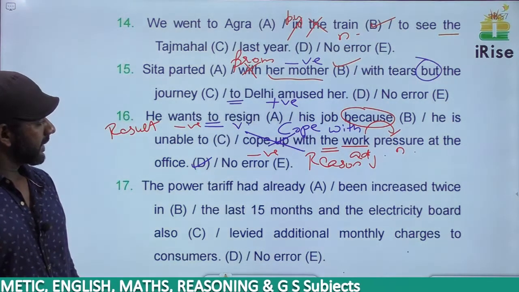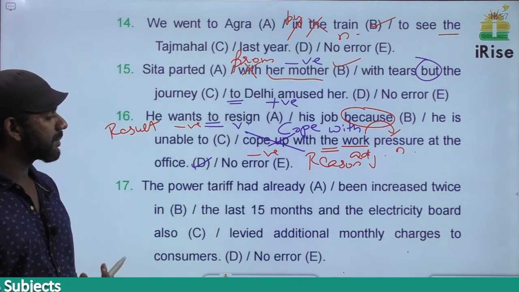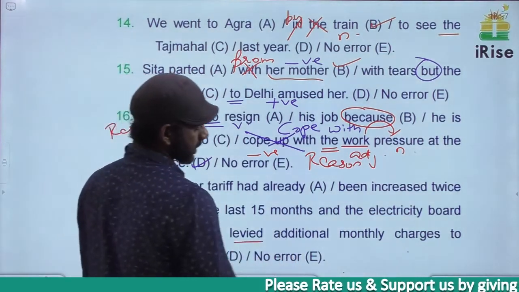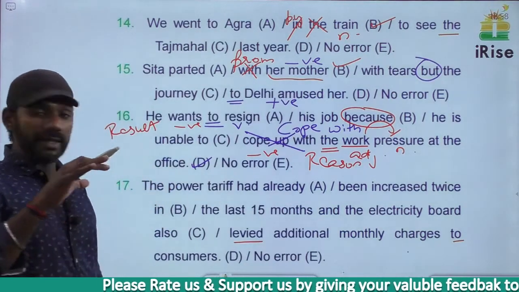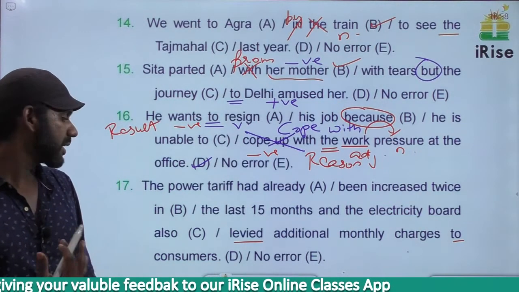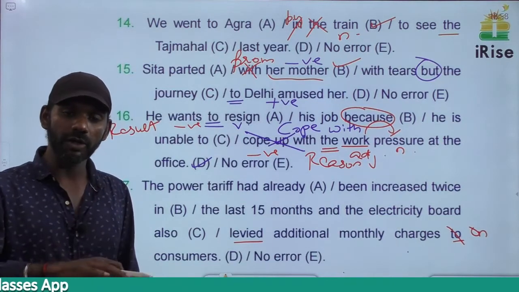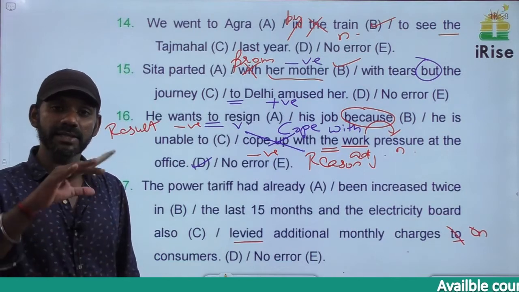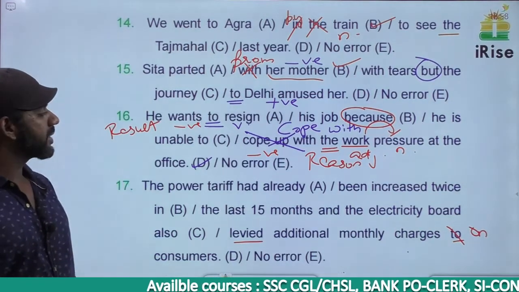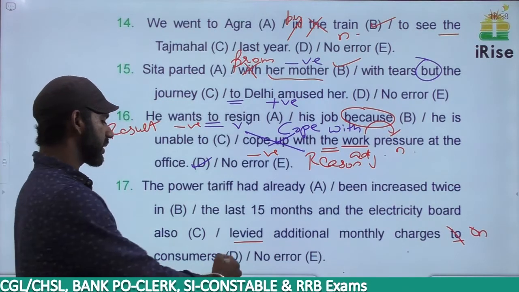The next one. The power tariff had already been increased twice in the last 15 months, and the electricity board also levied additional monthly charges to customers. Levied means laid, right? Levied means laid on. Levied additional monthly charges to customers is wrong. It must be levied additional monthly charges on customers. Levied, the exact meaning is like imposed. Imposed on, laid on. So levied additional monthly charges to consumers is wrong because it is always imposed on. Levied is same as imposed or laid. So the power tariff had already been increased twice in the last 15 months, and the electricity board also levied additional monthly charges on consumers. There is no error in part.